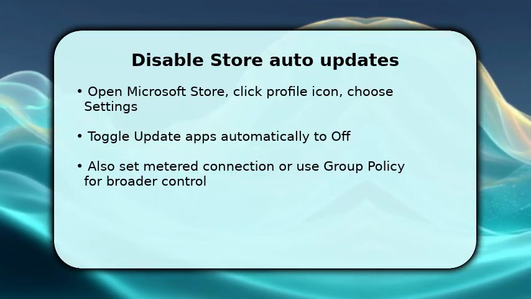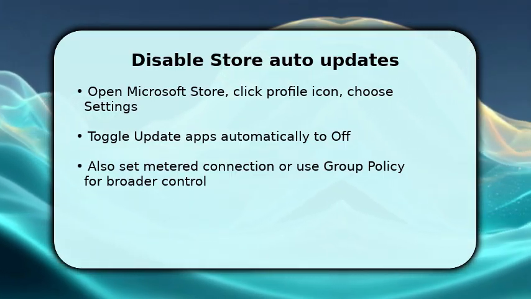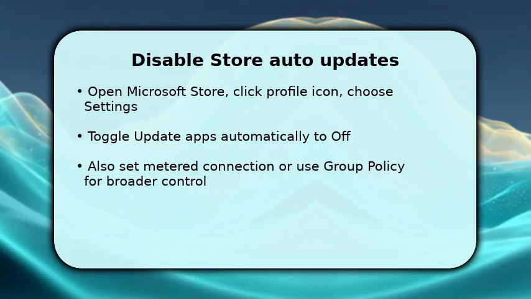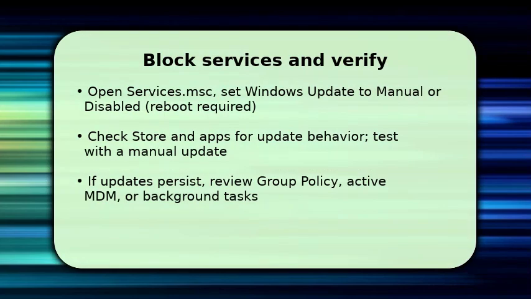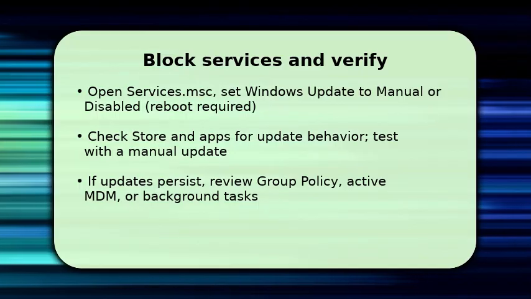If you need enterprise control, use Group Policy or MDM to disable store updates centrally, which finishes by preventing background update agents from restarting. Open Services, find Windows Update, and set Startup Type to Manual or Disabled. Be aware this blocks system updates until you re-enable it.